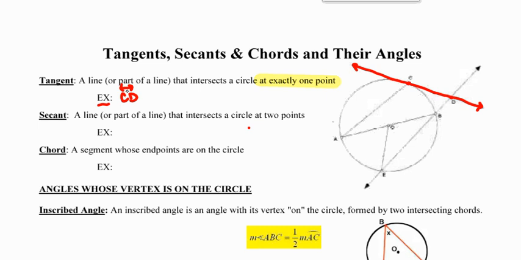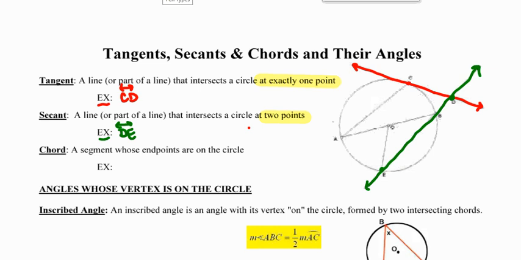Now a secant, on the other hand, is still going to be a line or part of a line, but it intersects the circle at 2 points. So I might get my highlighter out here just to differentiate between the two. So if I'm looking over here at my picture, I'm going to go ahead and rename that point so that I can talk about it. Line DE is a line that intersects the circle in exactly 2 places, and it therefore is a nice example of a secant.